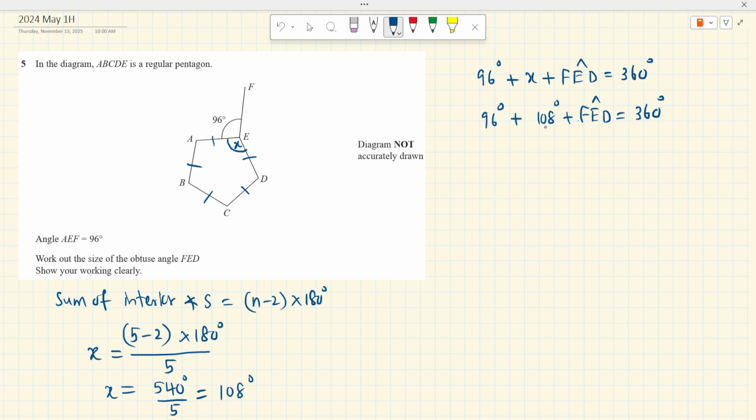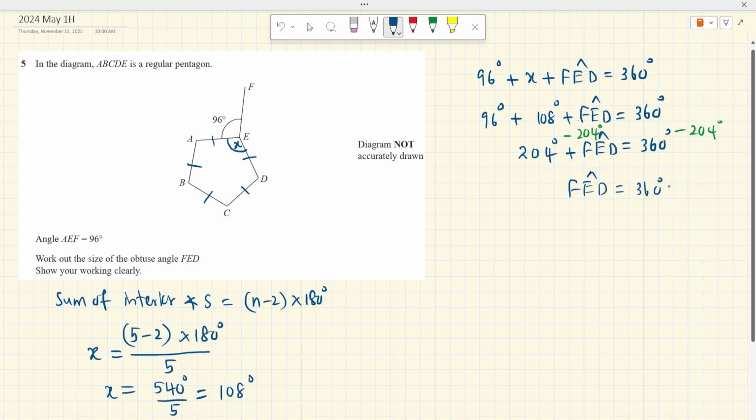96 plus 108, that is 204, plus FED equals 360. Then we have to subtract 204 from both sides. So FED equals 360 minus 204, that is, FED equals 156.